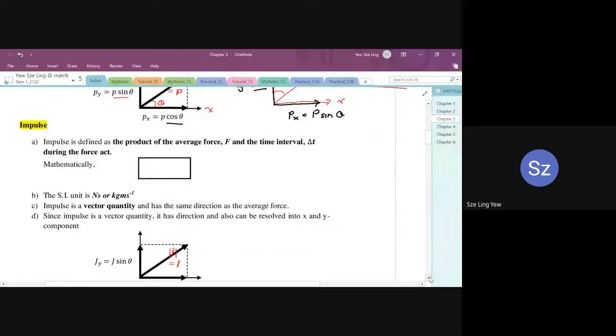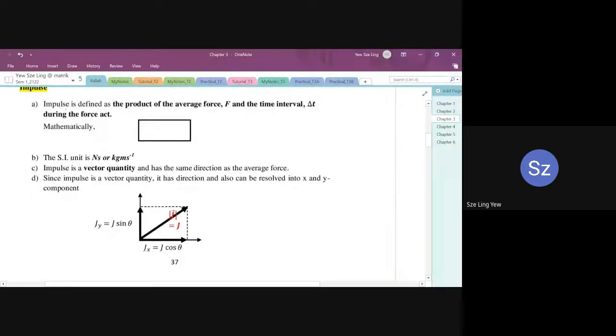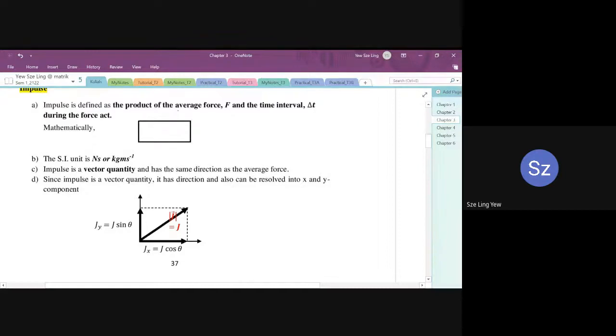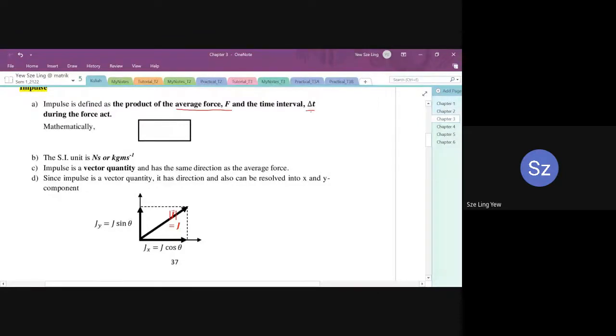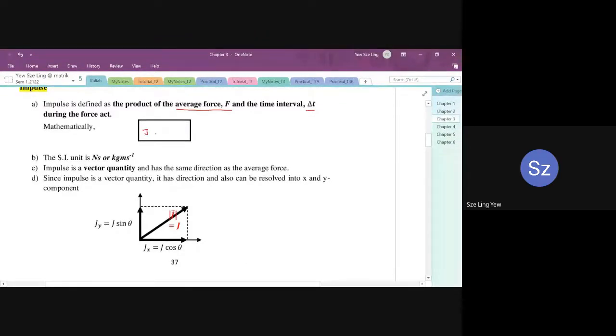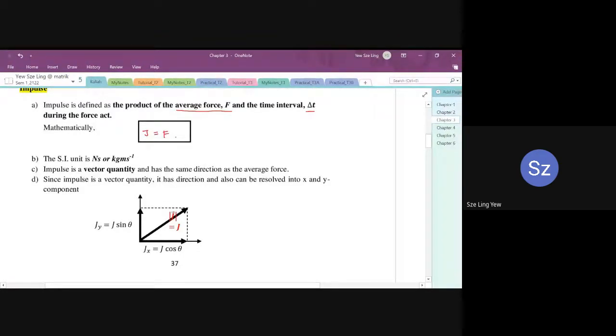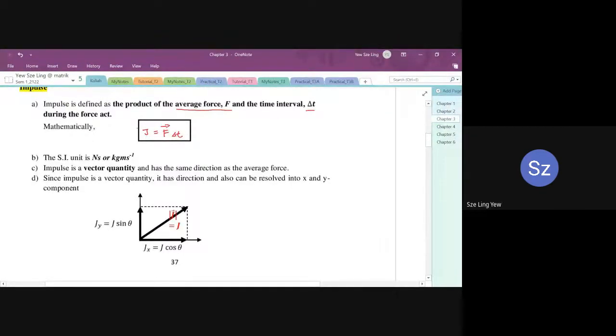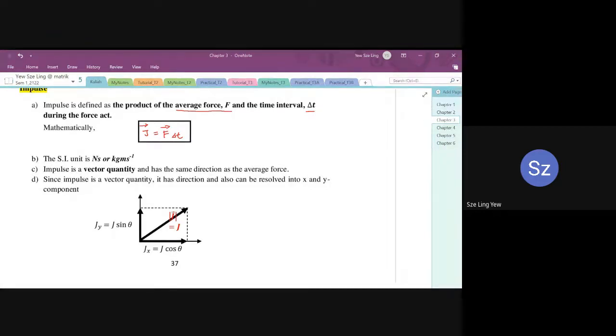Next, we're going to look at impulse. Impulse is defined as the product of average force and the time interval delta t during which the force acts. So now we have J, and it equals F delta t. Now F is a vector, therefore J is also a vector. Multiplication of a vector and a scalar quantity always gives you a vector quantity. The SI unit for impulse is Ns, Newton second, or kg m s^-1.